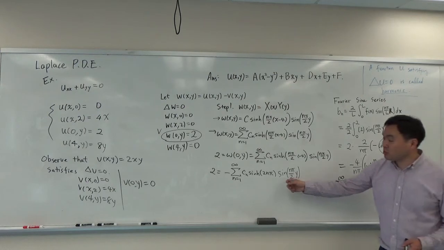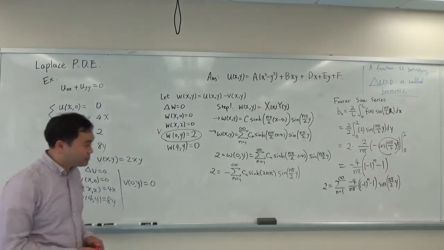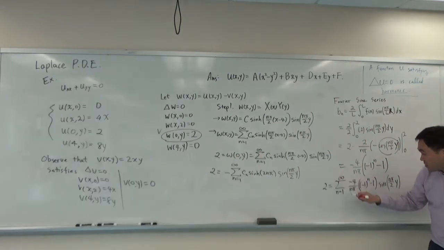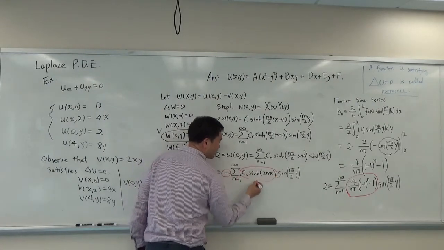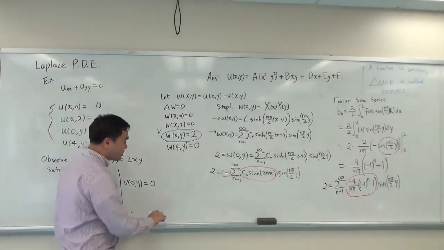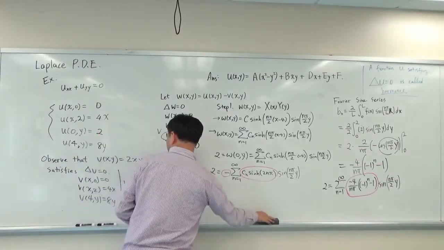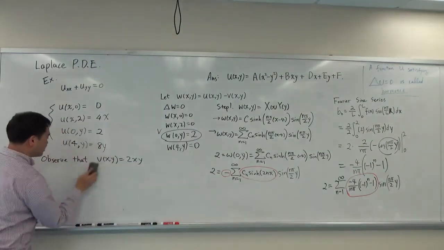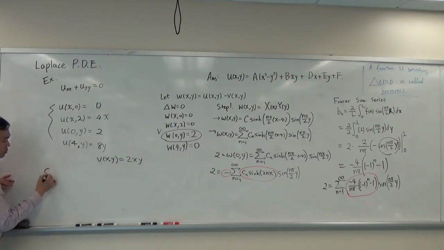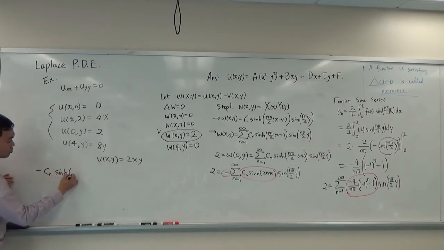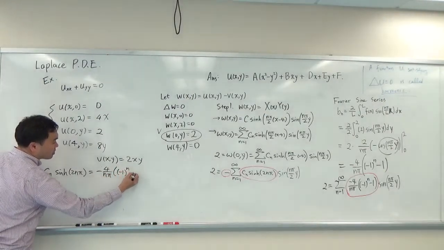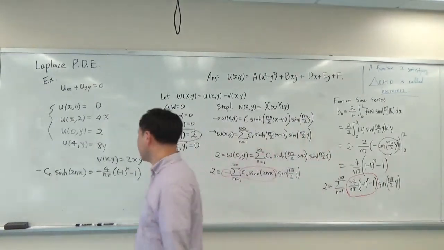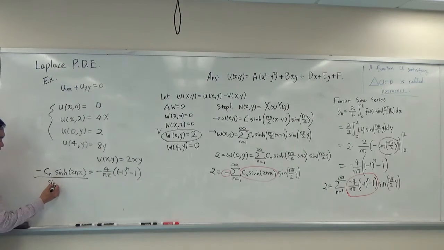All right, so this is what we have now. Try to compare this one with this one and tell me what parts correspond. So my question is, which part on that side corresponds to this one? Cn sinh 2n pi. It's this one with this one. That's how they correspond, right? So now we're almost done. So what is Cn? Let's write the full thing and then think. Okay, so negative Cn of sinh 2n pi should equal negative 4 over n pi, negative 1 to the nth power minus 1. Right? Okay, so now what? Divide both sides by sinh of 2n pi.